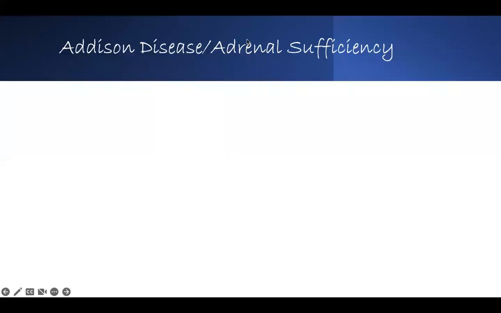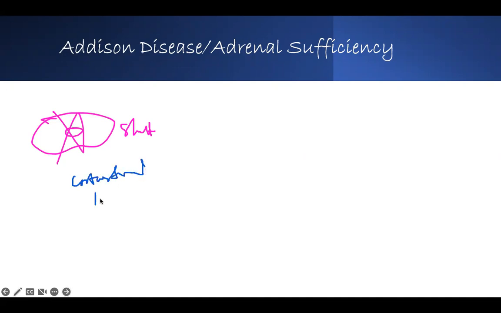Addison disease is basically where the adrenal gland is shut down. This is the adrenal gland. It's shut down, so it cannot make any steroids, so no corticosteroids. It cannot make any androgens. It cannot make any aldosterone, which is involved with salt reabsorption and sodium maintenance. So you can see, you can deduce all the symptoms they're going to have.